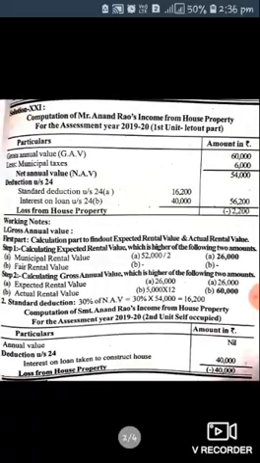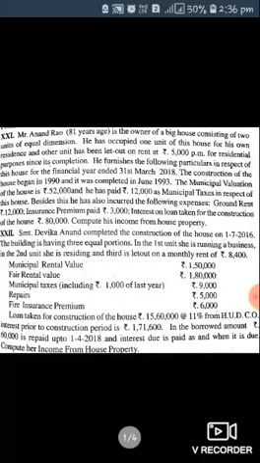Now let's see another example. Srimati Devika Anand completed the construction of the house on 1/7/2016. The building has 3 equal portions. In the first unit she is running a business, in the second unit she is residing, and the third is let out on a monthly rent of 8,400. The municipal rental value is 1,50,000. Fair rental value is 1,80,000. Municipal taxes are 9,000, including last year's. She made repairs to the building of 5,000, and fire insurance premium is 6,000.